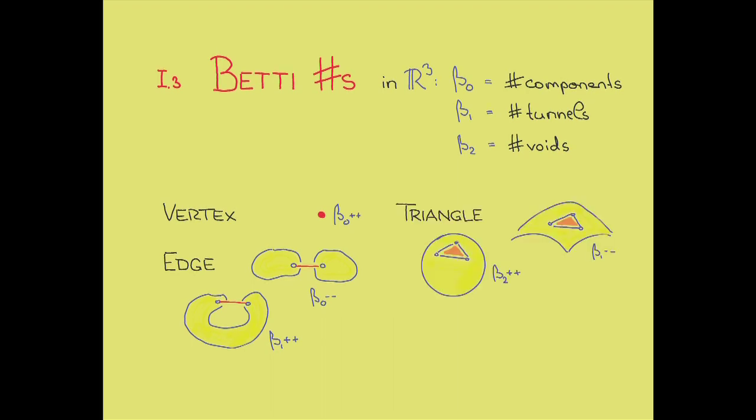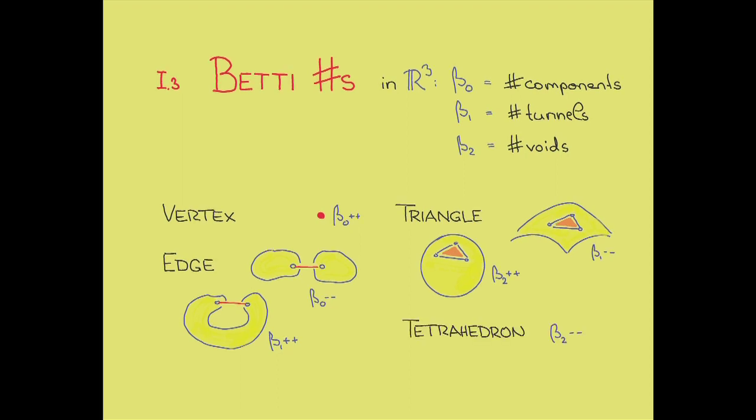And triangles behave the same way. Namely, a triangle could either close a tunnel, then beta 1 goes down, or it could complete a closed surface of some type, like the last triangle of a sphere, for example. Then beta 2 goes up. So beta 2 counts the number of voids in this shape or complex. And the last thing, when you add a tetrahedron, you fill a void, and so beta 2 goes down.